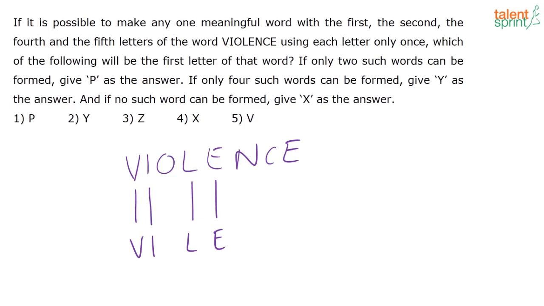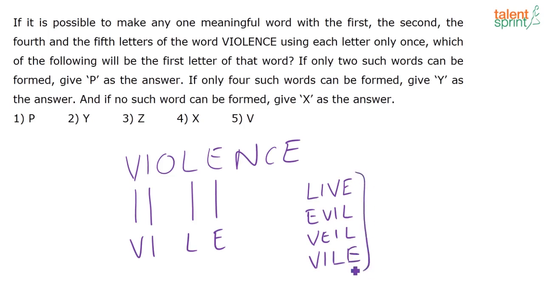Now, to solve this question, vocabulary is very important, because there are a few words which you should know are meaningful words. A lot of you are giving me Y as the answer. The words that you can form are live. Live is one word, correct? Live, E-V-I-L, evil. Then V-E-I-L, veil. Then V-I-L-E, vile. You can form four words using these letters.